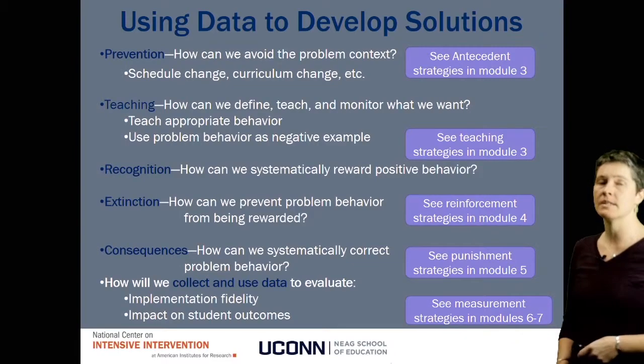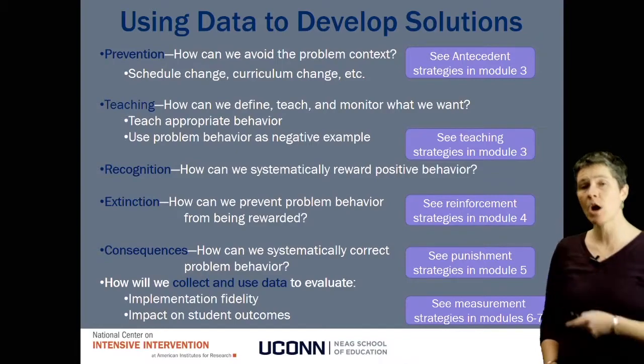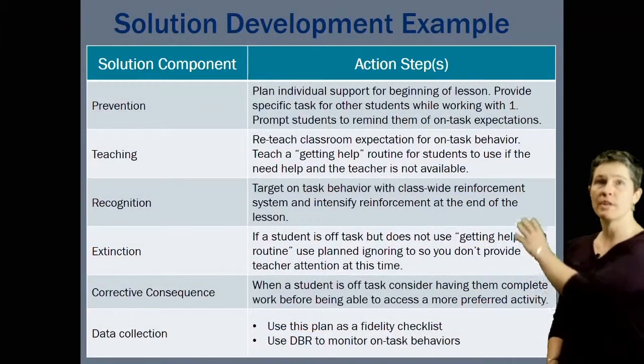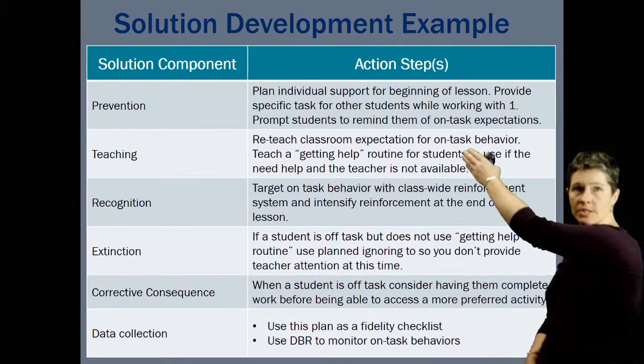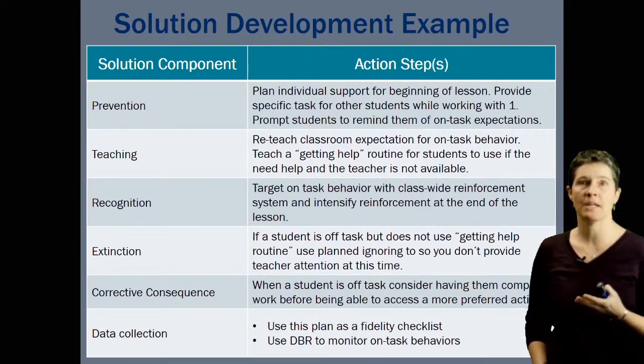And that's really been the content that we've talked about last module and this module. So we're going to put all of these different components together in a solution plan. So if we think about developing an example, we're going to start with the prevention side of things. How can we prevent this problem behavior from happening in the first place?